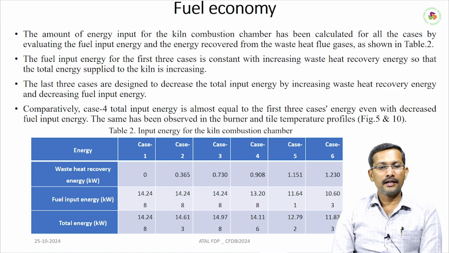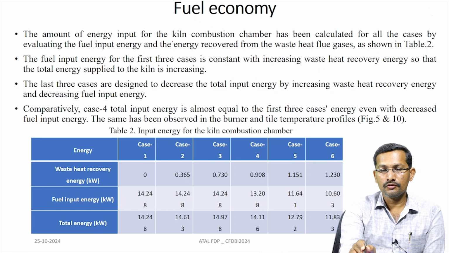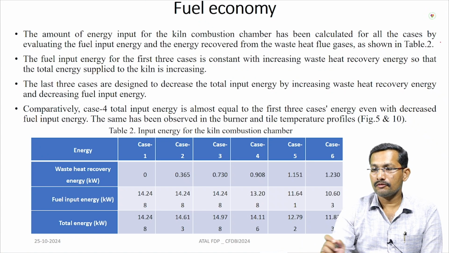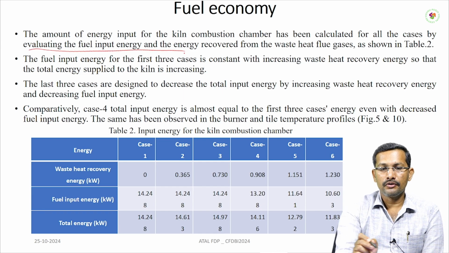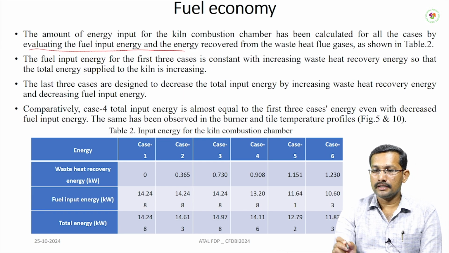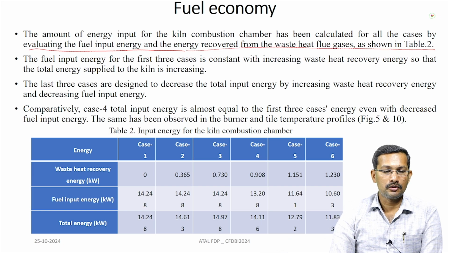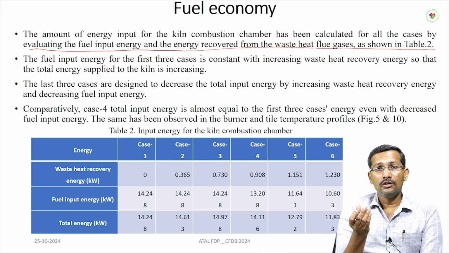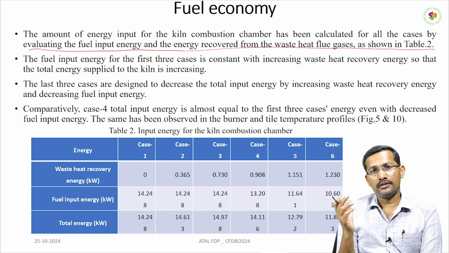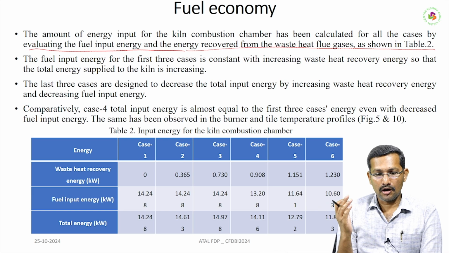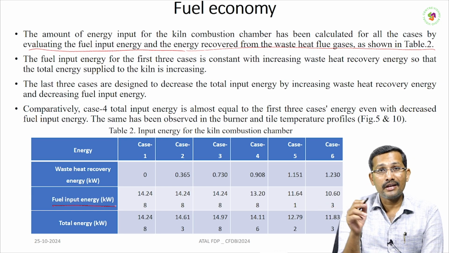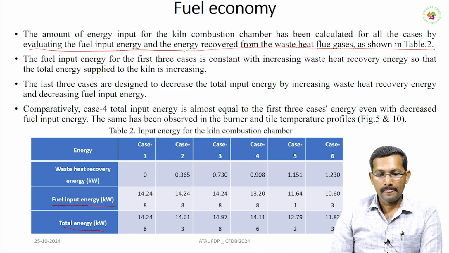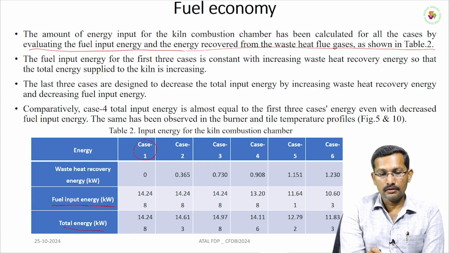Okay. Now fuel economy. The amount of energy input for the kiln combustion chamber has been calculated for all the cases by evaluating the fuel input energy and the energy recovered from the waste heat flue gases, as shown in table 2. Now we can consider how much waste heat we are going to recover from the flue gases for different cases, and at the same time how much fuel input we are utilizing for the different cases. That also has to be calculated, and finally the total energy we are summing up. The waste heat in case 1 is nothing but zero waste heat.